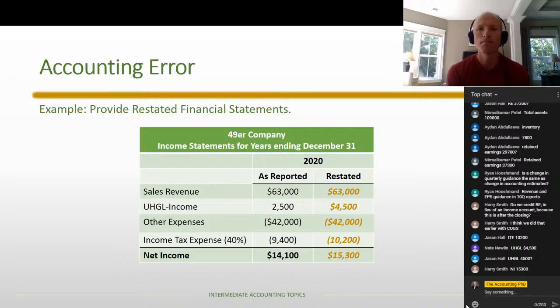So again, we would have restated net income of $15,300, restated income tax expense, and restated unrealized holding gain or loss dash income. I'll give it a minute in case some folks hadn't had a chance to write that in.